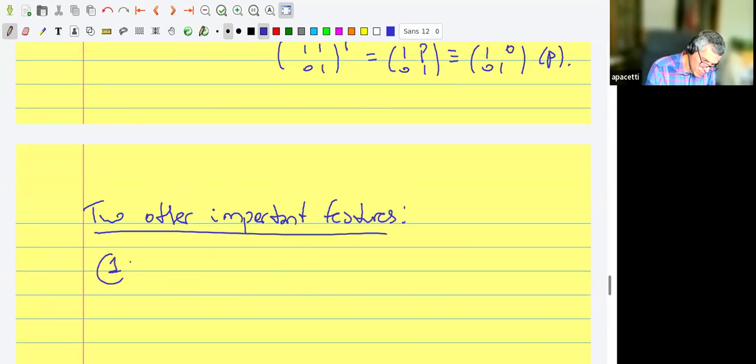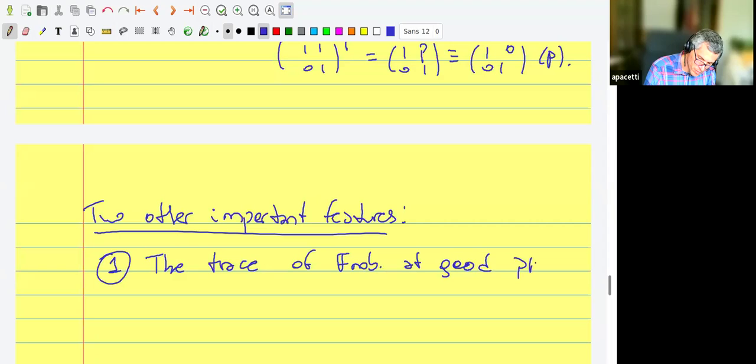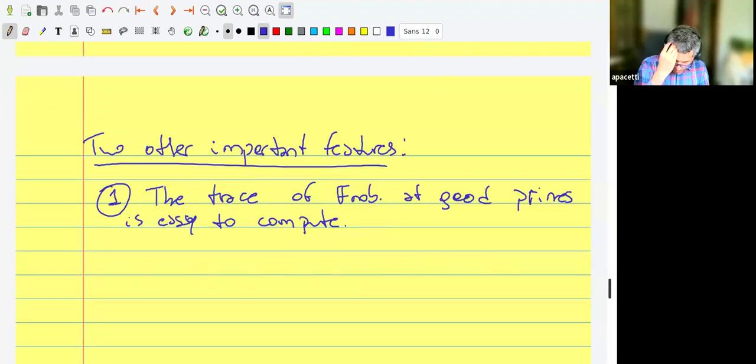So the first one is that the trace of Frobenius at good primes is easy to compute. And this might look like a naive comment, but in general, this is extremely hard if you have a modular form to try to compute its APs, for example.